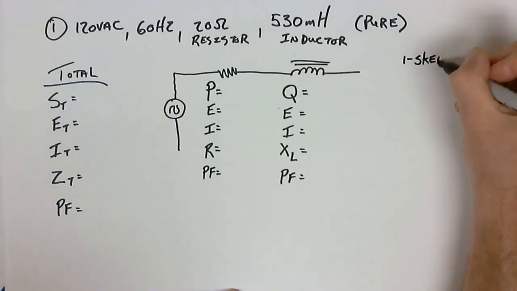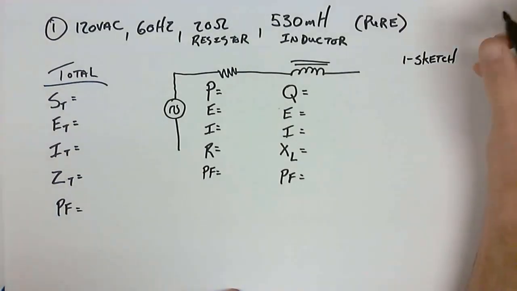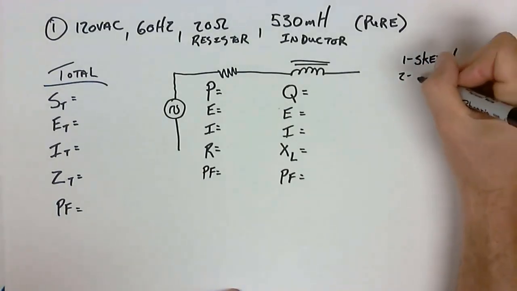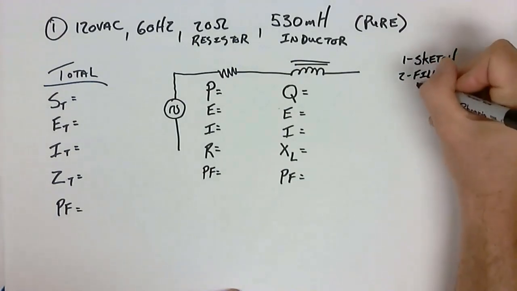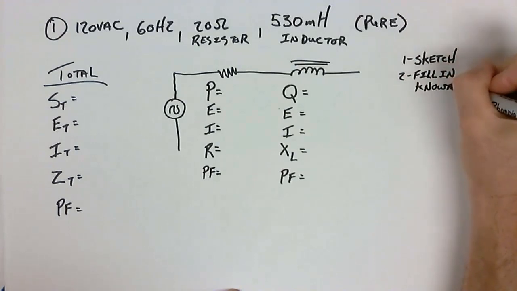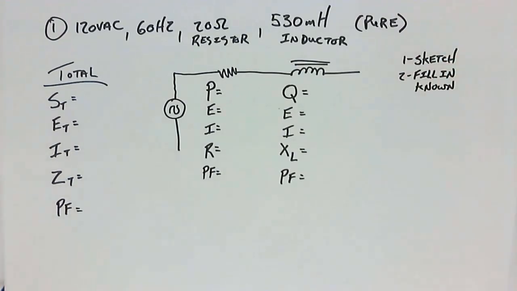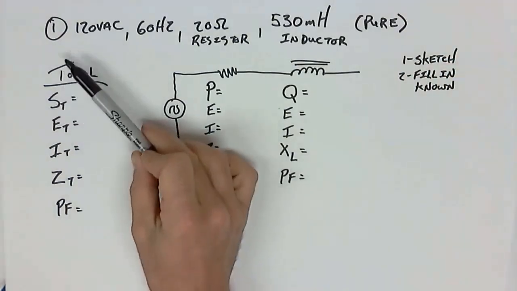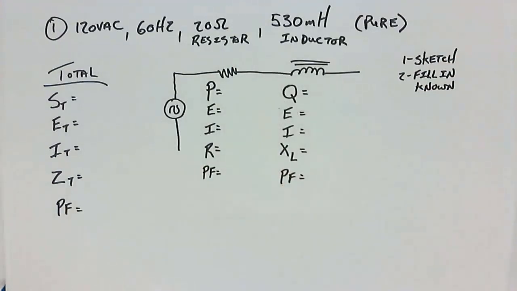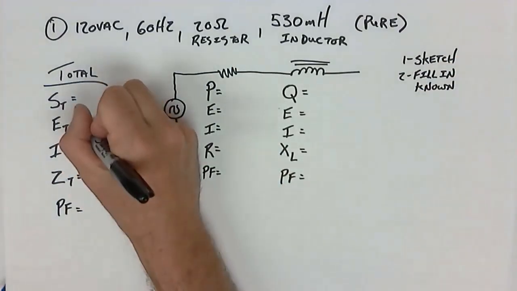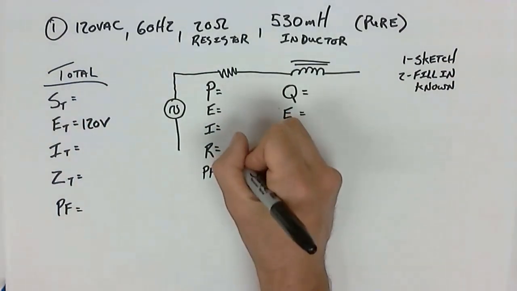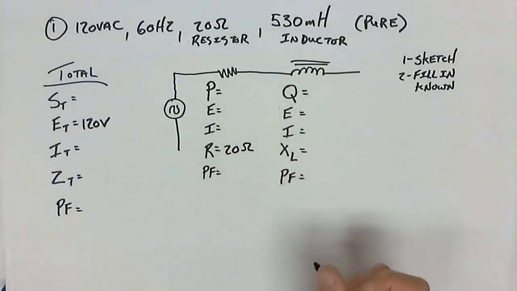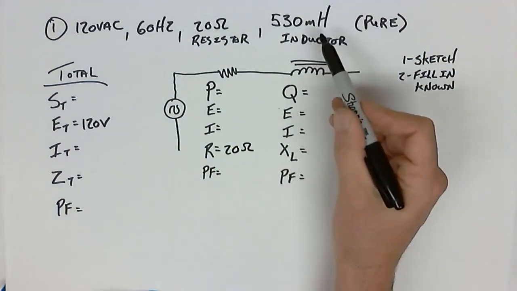Sketch. Step 2, fill in known values. All right, so fill in known values. Known values are things that have been given up here. So let's see, 120 volts, that would be the source. 20 ohms, that's the resistor. XL, no, don't go there. It's not 530 millihenries, is it?